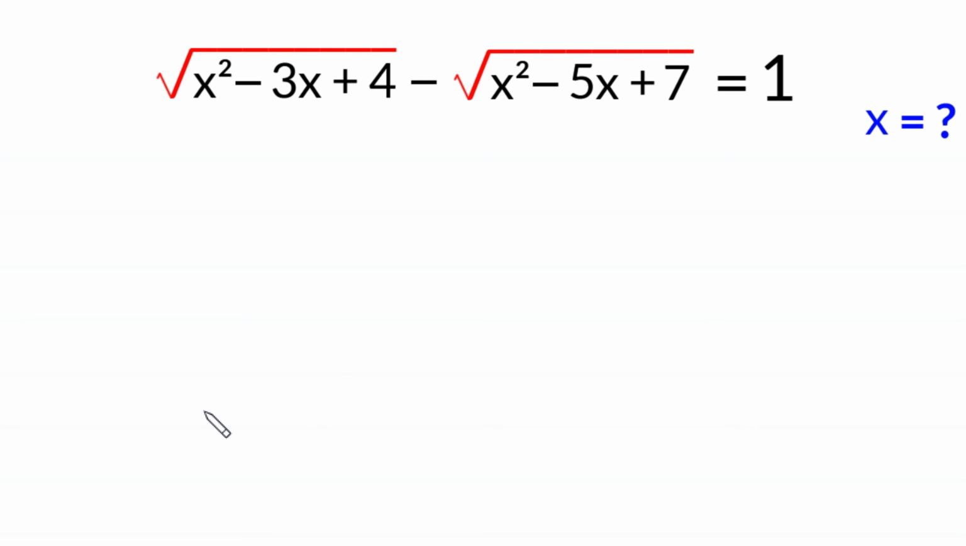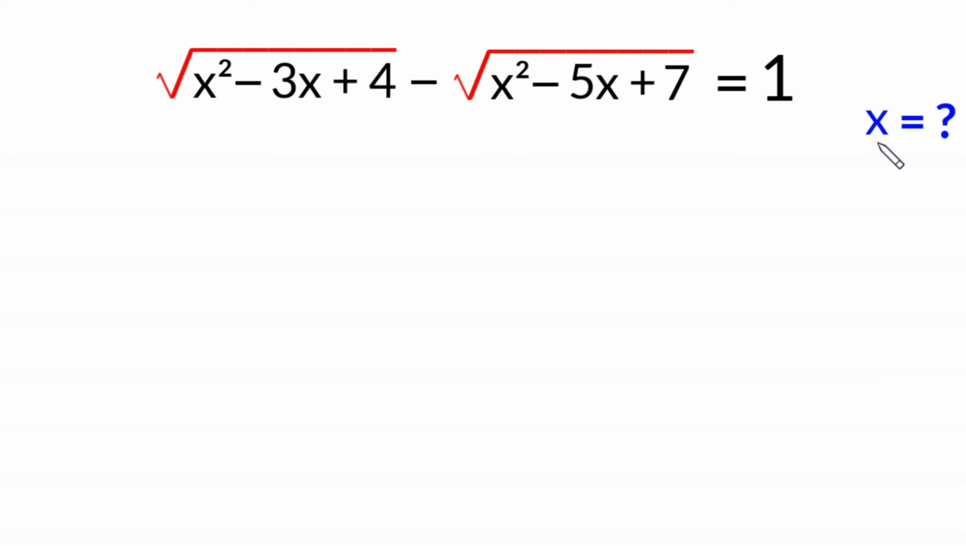Hello everyone, welcome to how to solve this very nice radical equation: the square root of x squared minus 3x plus 4 minus the square root of x squared minus 5x plus 7 equal to 1. Our job is to find all possible values of x.